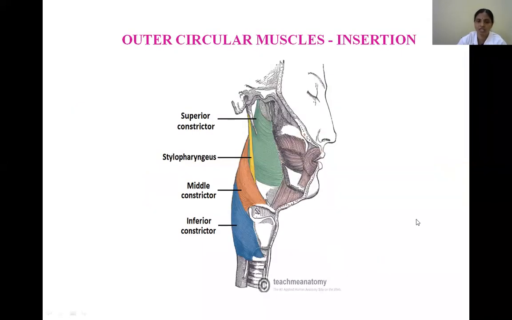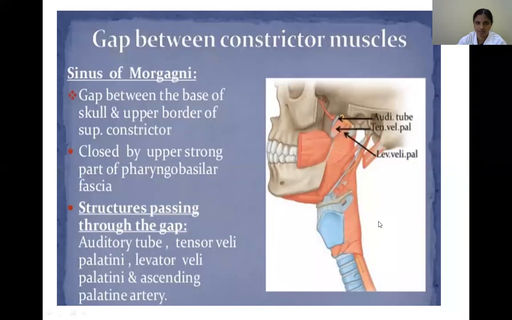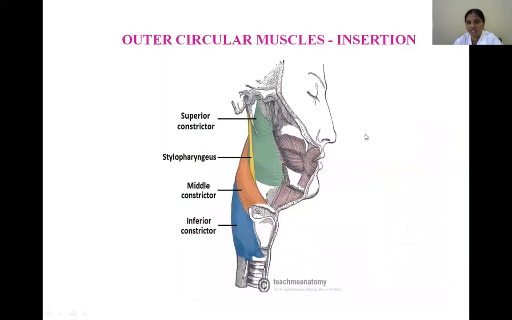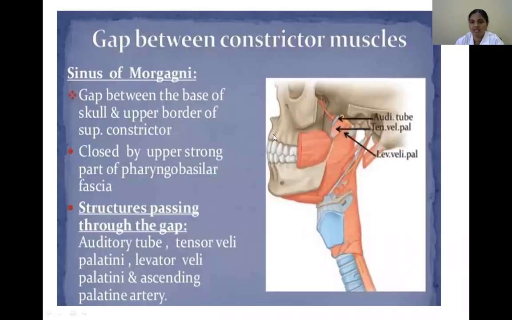So this is the insertion of all the three constrictor muscles. Now the gaps lie between the adjacent constrictor muscles. As I told, this is the superior border of the superior constrictor. In the previous slide you see this is the superior border. So there is a gap between the base of the skull and the upper border of the superior constrictor. This gap is known as the sinus of Morgagni. So through this sinus of Morgagni, what structures are passing? The important structure is the auditory tube. It passes through this gap and opens into the nasopharynx.